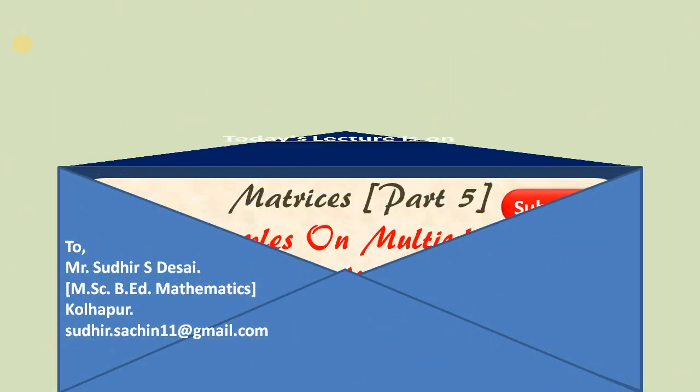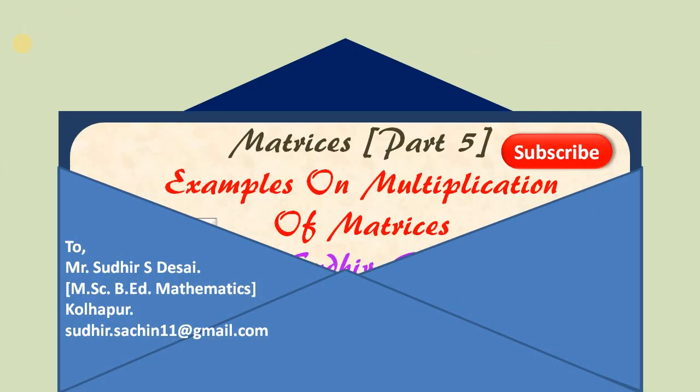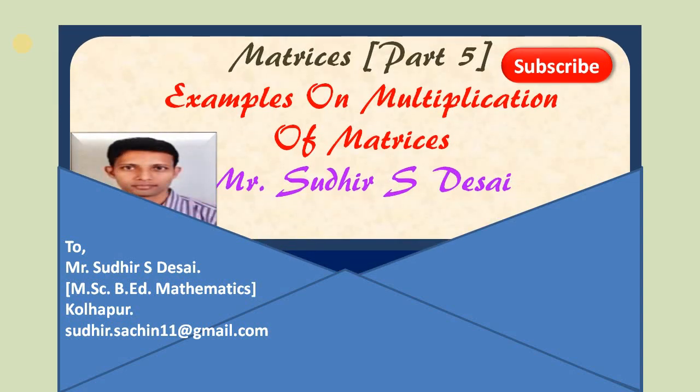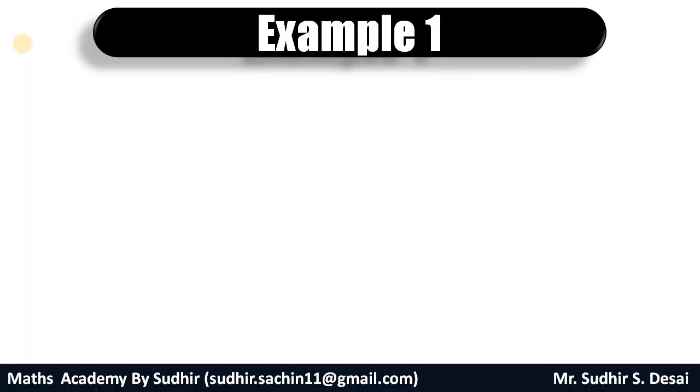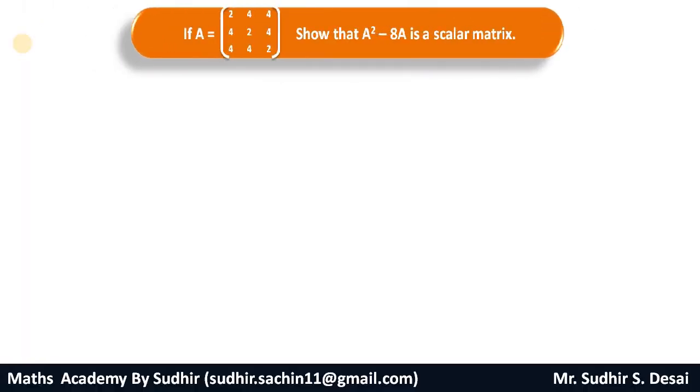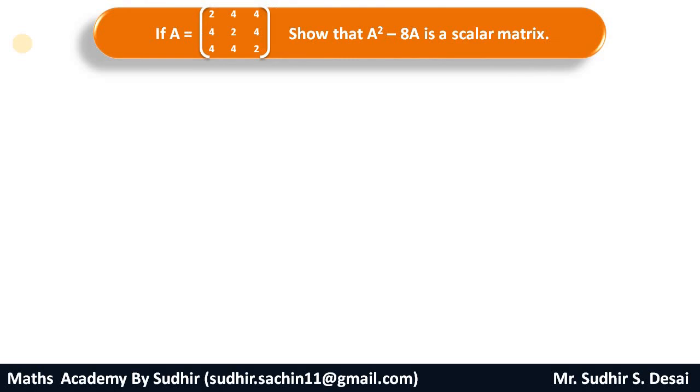Today's lecture is on matrices part 5, examples on multiplication of matrices. So let's see what is the example. Very interesting example. If A is equal to the matrix 2 4 4, 4 2 4, 4 4 2, then show that A square minus 8A is a scalar matrix.